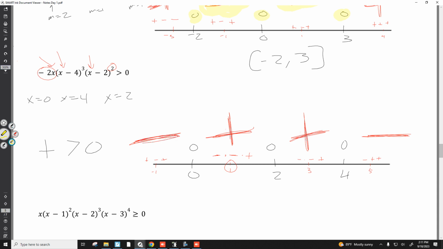I will look for my positive intervals. Heads up, guys. I don't want the 0 at 2. I want between 0 and 2 and between 2 and 4. I do not include 0. I do not include 2. I do not include 4.